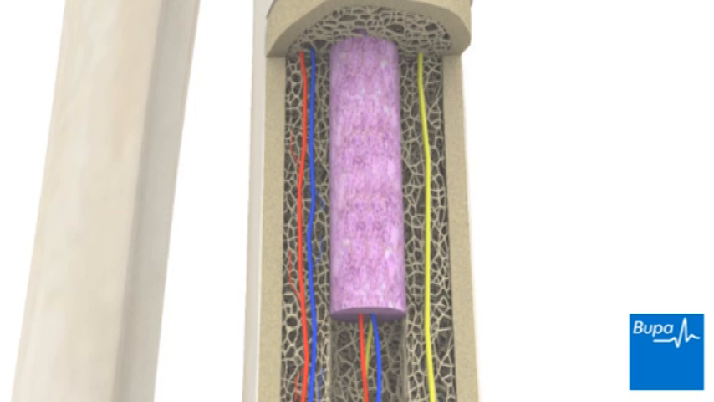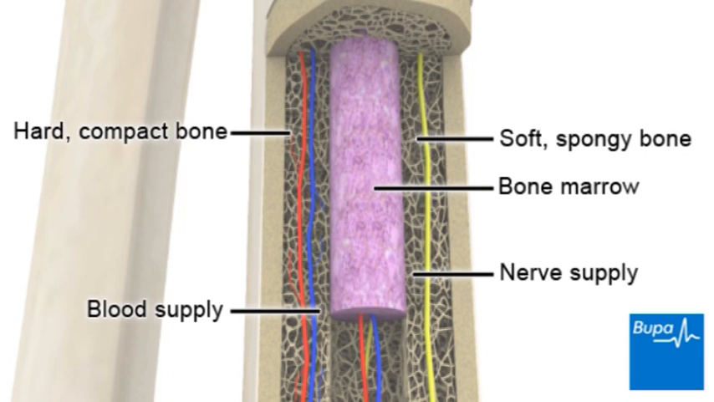Your body is protected and supported by a framework of bone called your skeleton. Your bones are very strong. They have three main parts: compact bone on the outside, spongy bone on the inside, and bone marrow right at the centre. Your bones also have a nerve and blood supply. The structure of bone makes it very tough.